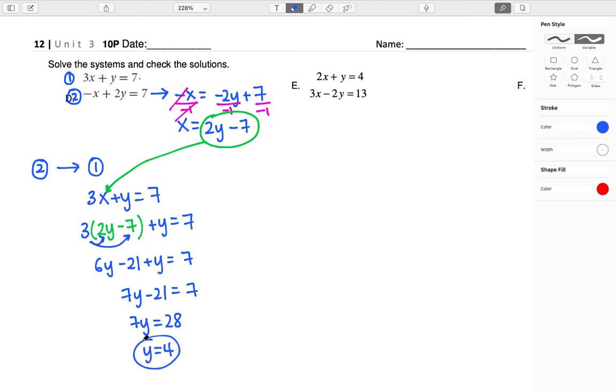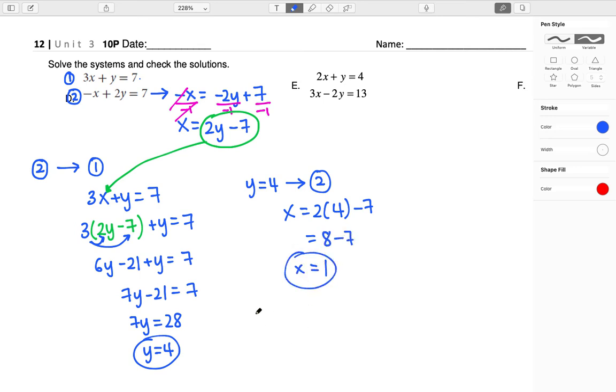So y is 4. Now that we have found y, we are going to plug y into equation 2 because x is already isolated. X is equal to 2 times 4 minus 7. Okay, therefore, the point of intersection is going to be 1, 4.